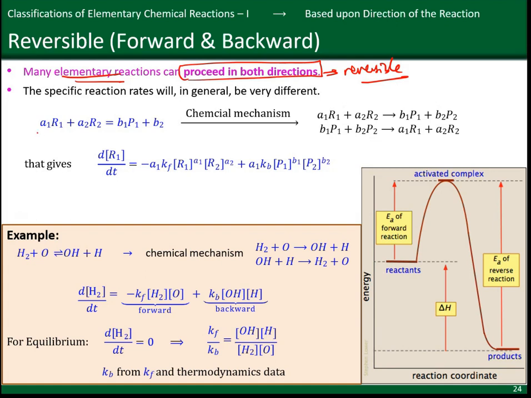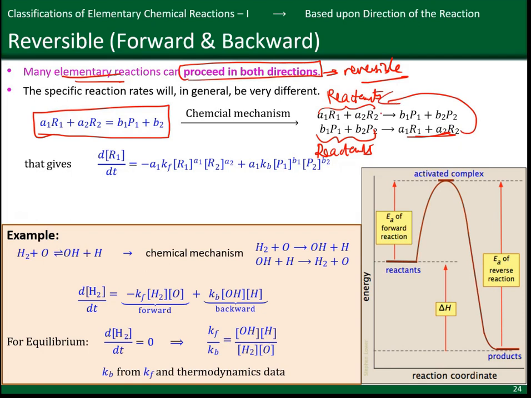So if you're having a reaction like this, okay, reactants giving products, and both directions are possible, meaning that this here is a set of reactants, right? And it forms products, but the products then can also become the reactants and give this A1R1 plus A2R2 as a product. So it can proceed in both ways. So when you have a reaction which can proceed in both ways, when you're trying to write down the rate of change of any particular reactant, you have to take into account both the directions.